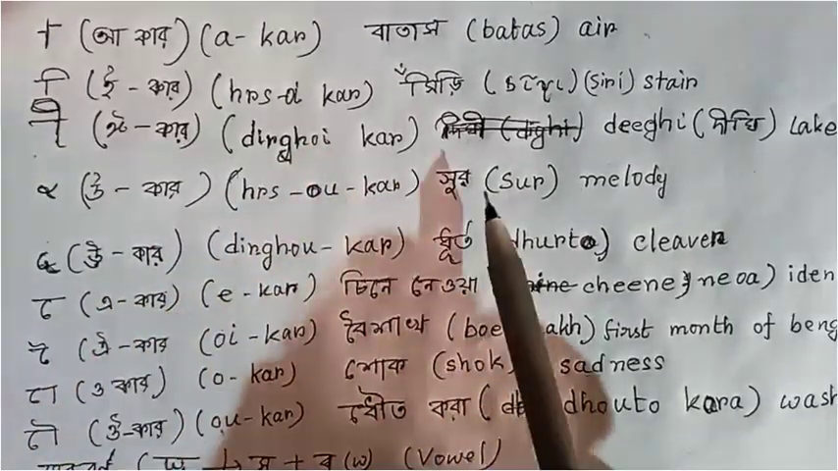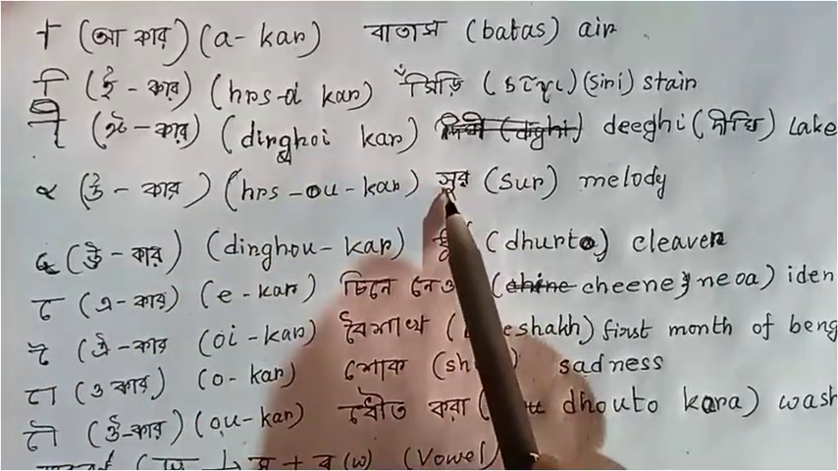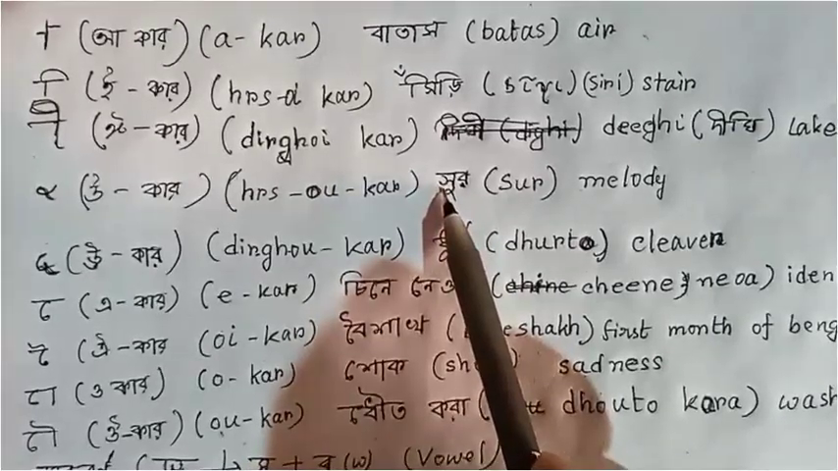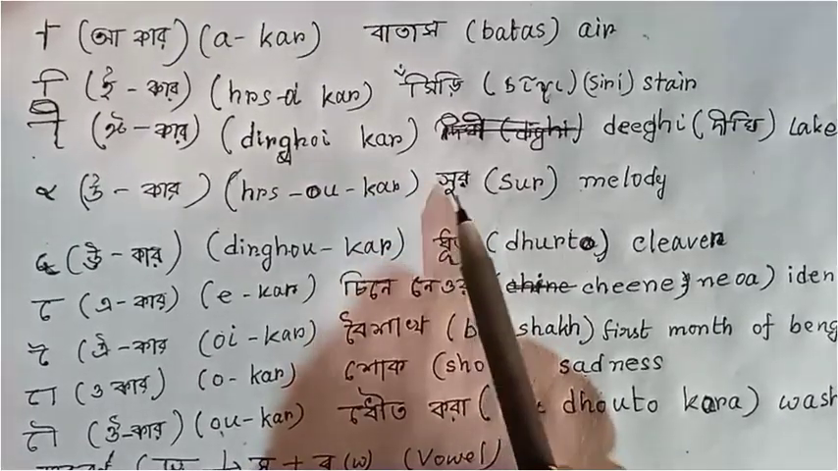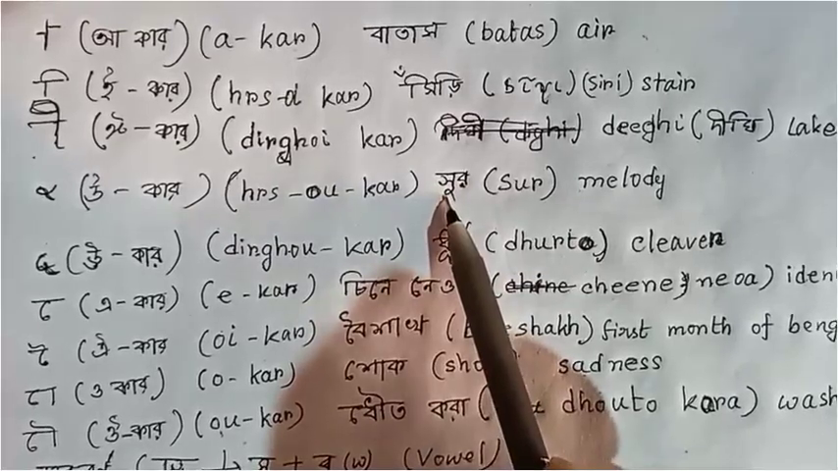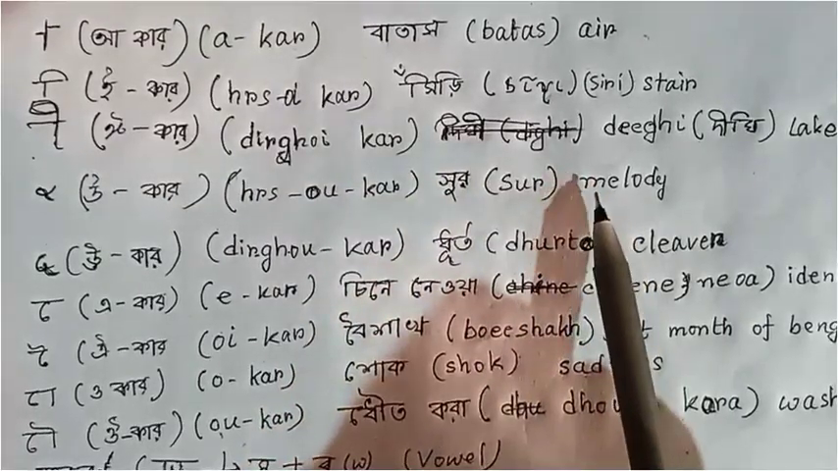Then the next one is Rasoukar. And the Bengali word is sur. Dantya soy Rasoukar ra. This is Rasoukar. And that means melody.